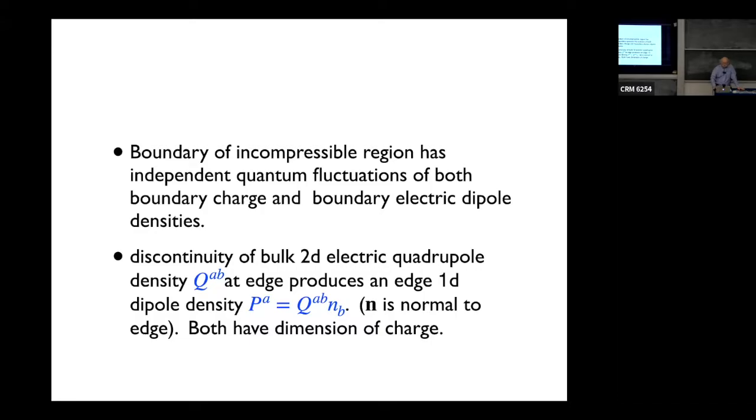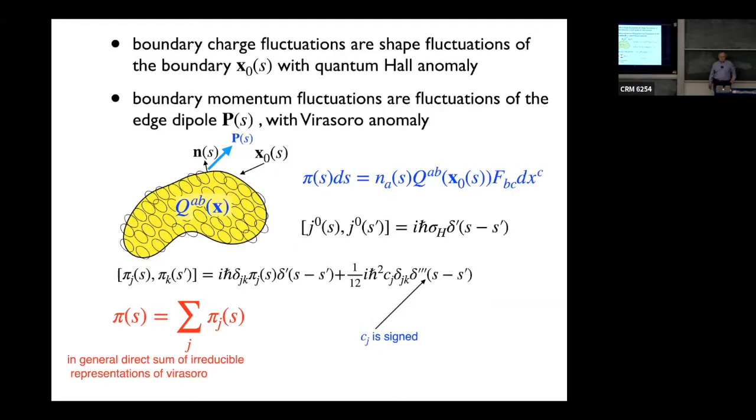And in particular, that's because the discontinuity of the bulk 2D electric quadrupole at the edge produces an edge 1D dipole density, right? Both of those quantities have dimensions of charge, because 2D quadrupole density is dimension charge, and 1D dipole density is dimension charge. So the dipole density on the edge is just one of the components of the quadrupole dot producted with the normal vector. Okay, so there we have our picture of the thing.